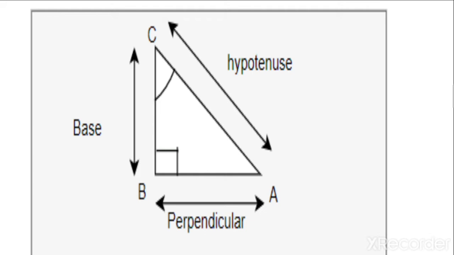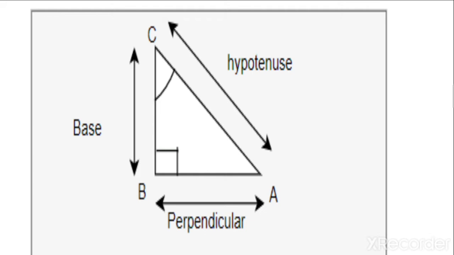Now coming to the perpendicular. In that triangle, whichever angle you are taking for the measurement, with respect to that angle, the side opposite to that angle is termed as perpendicular. Suppose in this triangle we consider angle C. The side opposite to angle C is AB, or you can say BA, it is the same. So the side opposite to angle C is my perpendicular.